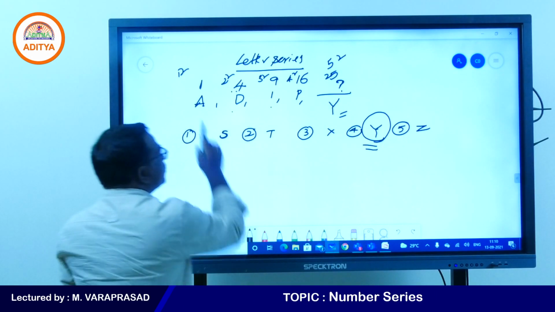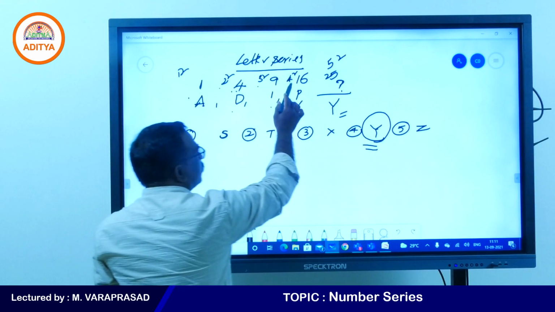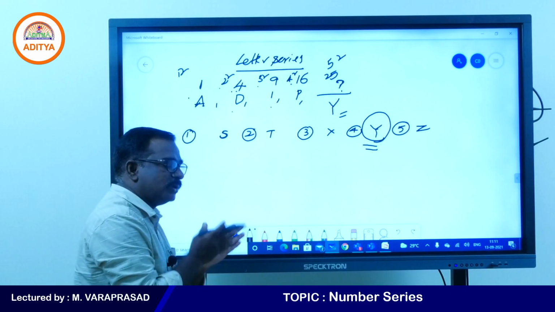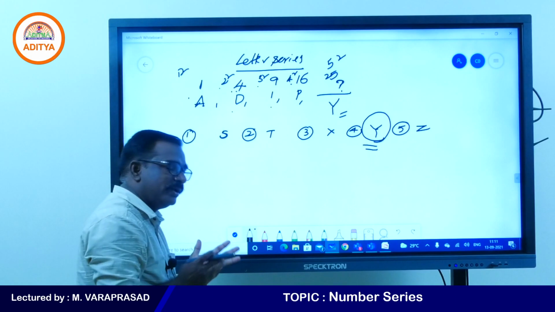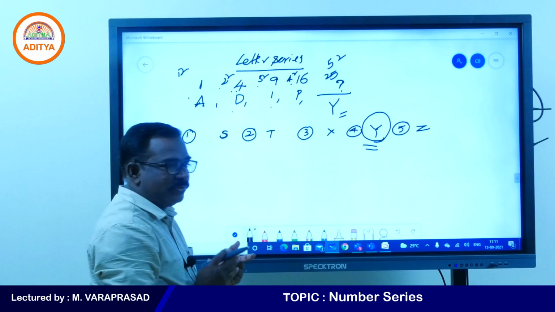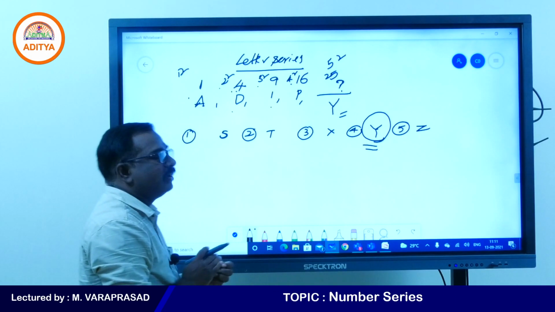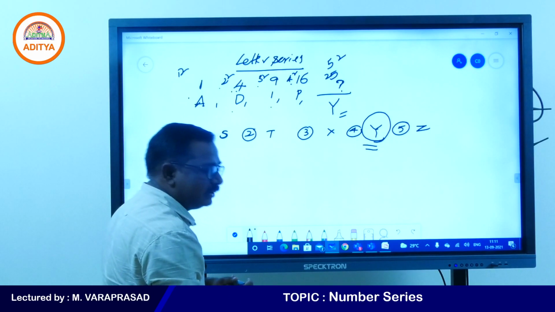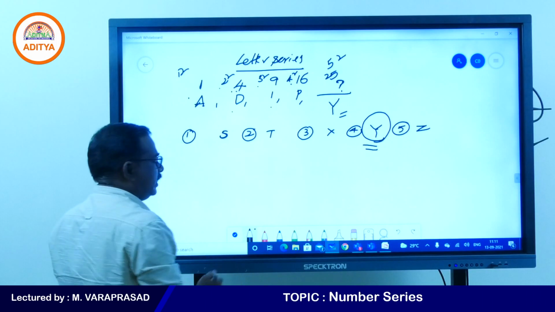Why? Because 1 square, 2 square, 3 square, 4 square, 5 square: squares of the natural numbers starting from 1 onwards, then you will get 6 square, like that. I think all of you got it. One more example I will give.